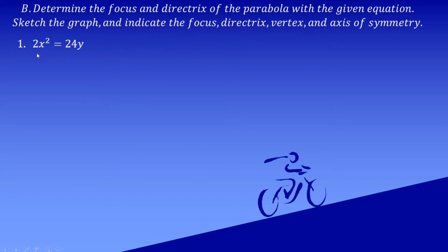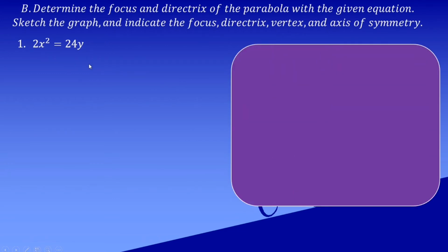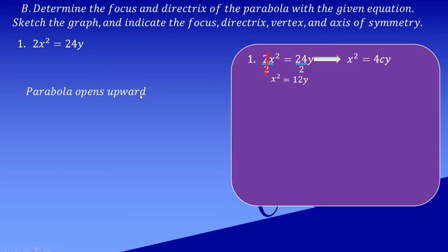So yung unang equation natin, so let's find the parts of the graph. So 2x squared = 24y. And the x squared part here should be 1. So ang gawin natin, divide by 2 to cancel, then x squared = 12y. So this time the numerical coefficient for the x squared is 1, and this equation corresponds with x squared = 4cy. Ibig sabihin the parabola opens upward.